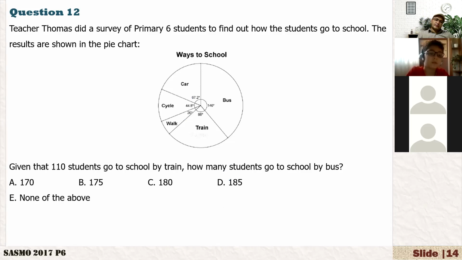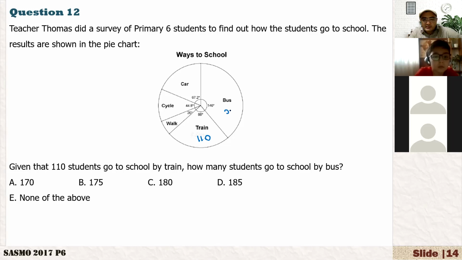Teacher Thomas did a survey of primary 6 students to find out how the students go to school. The results are shown in the pie chart. Given that 110 students go to school by train, how many students go to school by bus? So train, how many? It is 110. The question is, how many students go to school by bus?